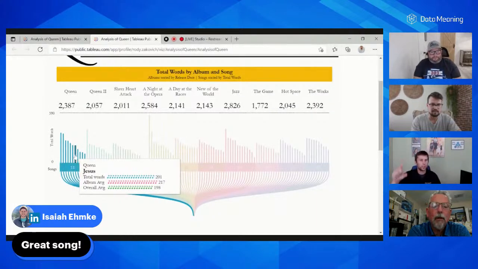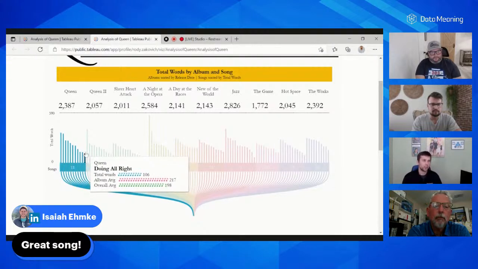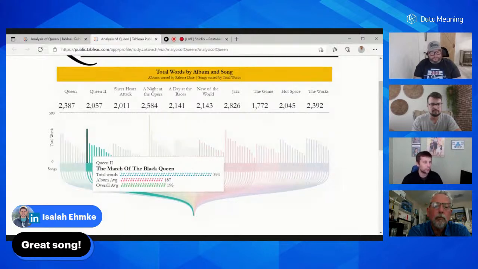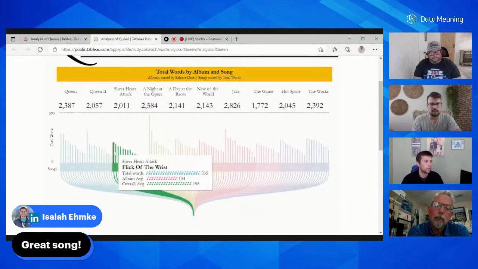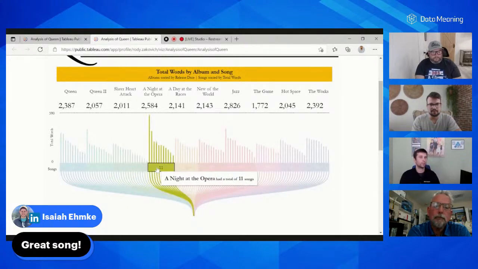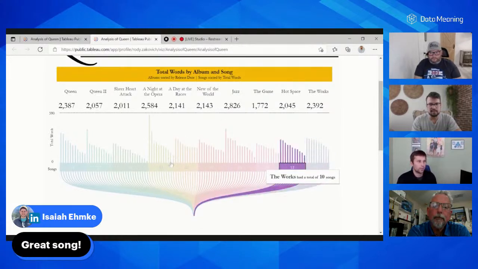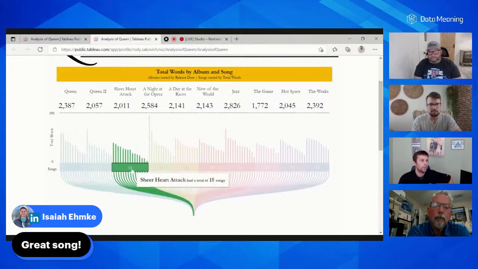Can you guys see that? What is each bar? Each bar is three different points: the total words, the album average, and the overall average, which is 198 per album, with a breakdown of how many words per song. Okay, so each of those bars is a song? Yes. I thought one of the albums had like 26 songs on it. I thought so as well, but down here it shows the number of songs per album. Maybe they put those together at one point.